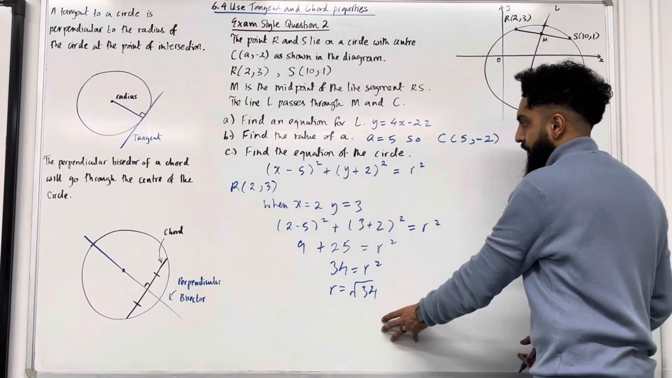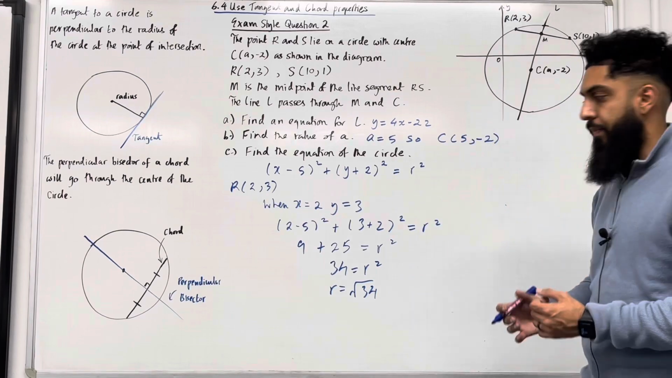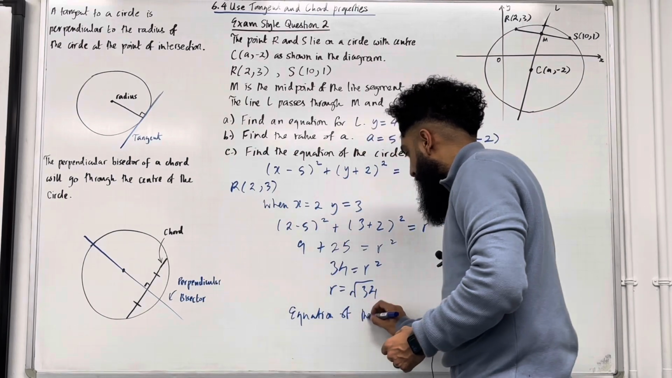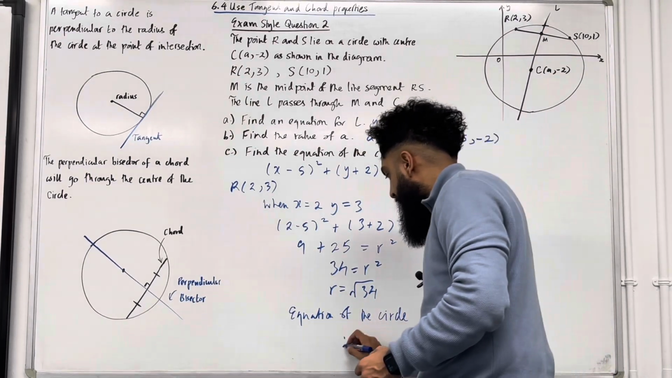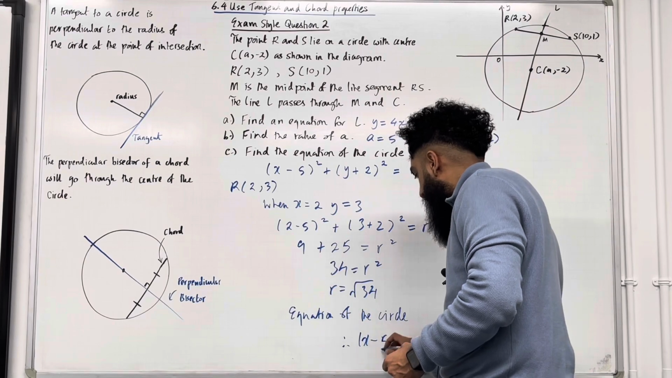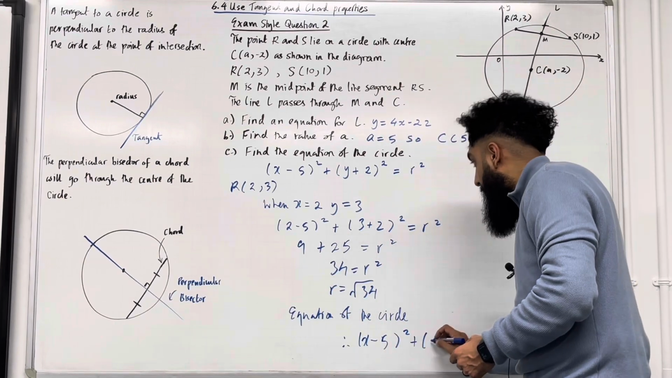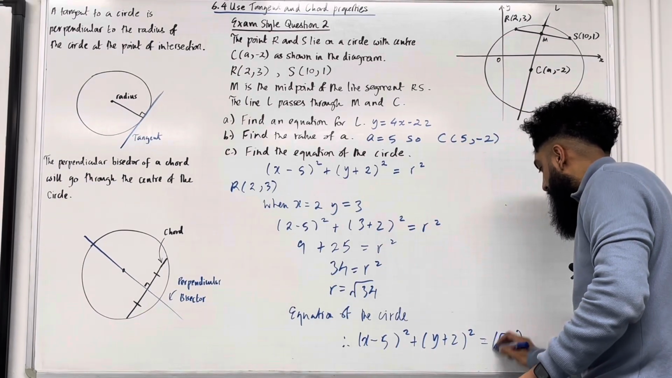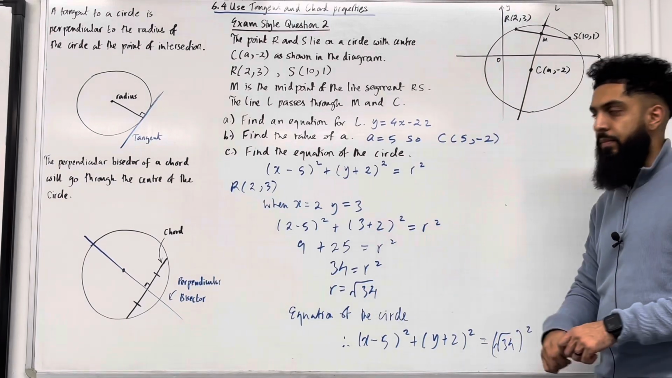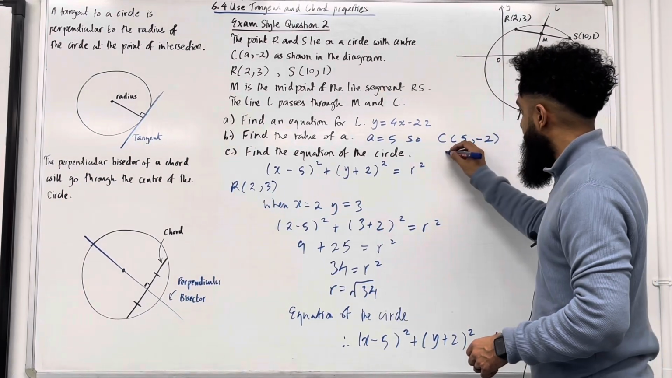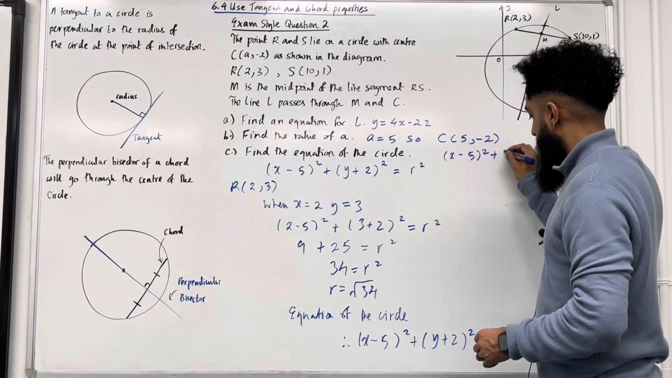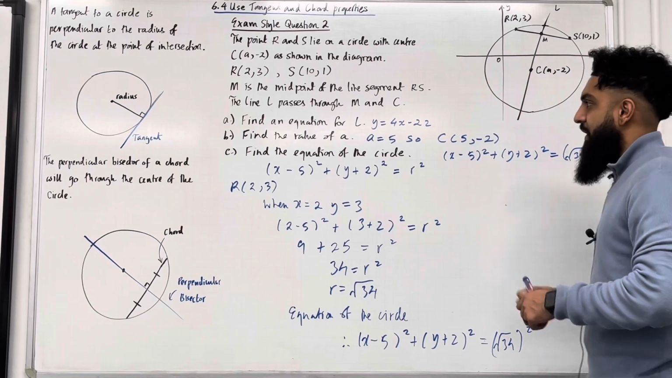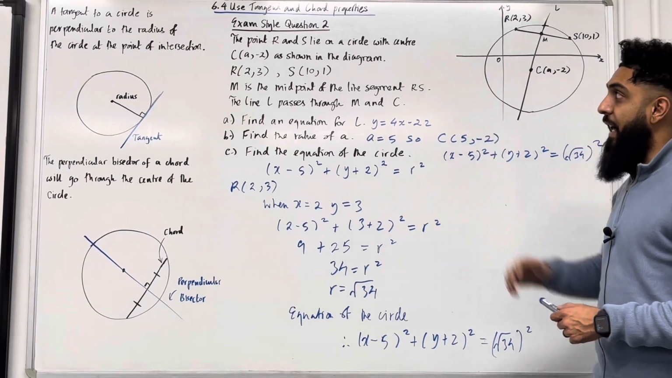We've got the radius. Now we can write down the complete equation of the circle. So the equation of the circle will therefore be open bracket x minus 5 close bracket squared plus open bracket y plus 2 close bracket squared equal to square root 34 in bracket squared, or we could just write 34. So that there is the equation of the circle. And ladies and gents, that completes part C of the question and exam style question 2.